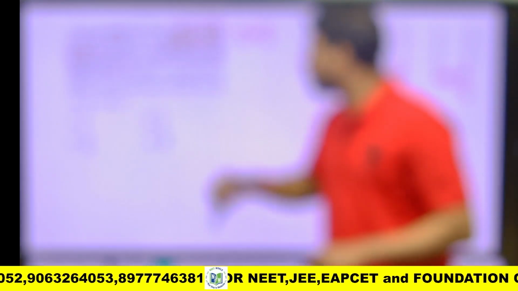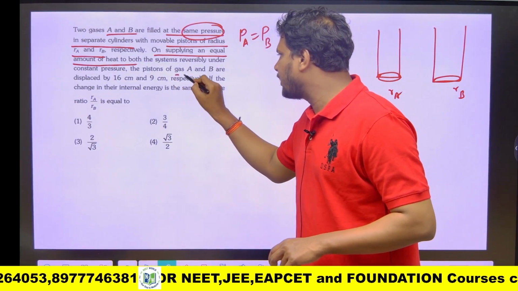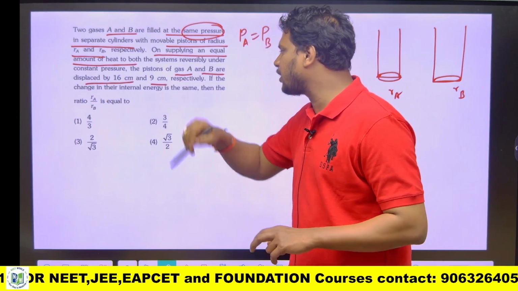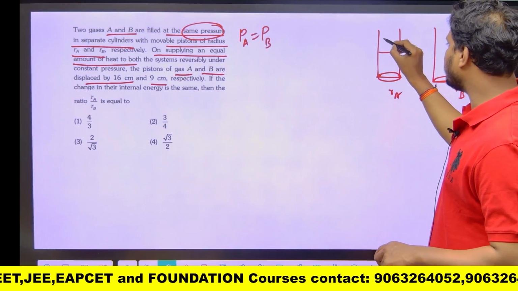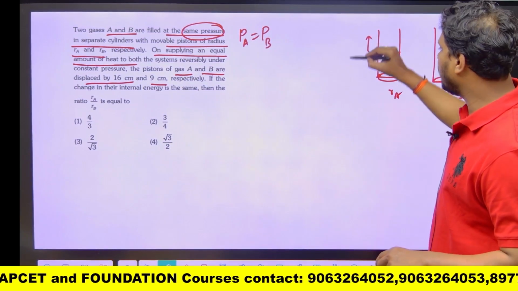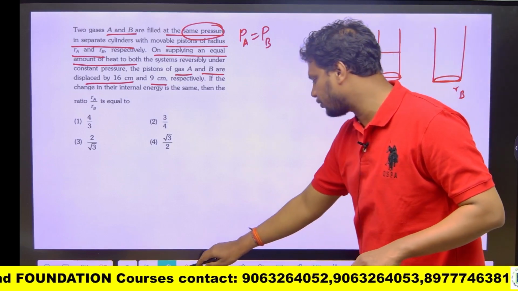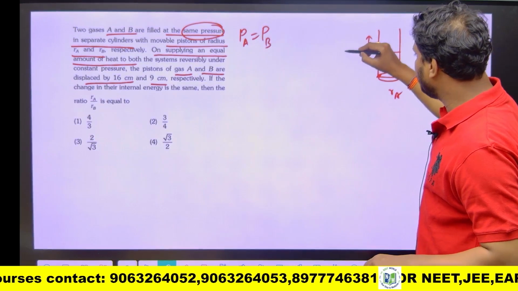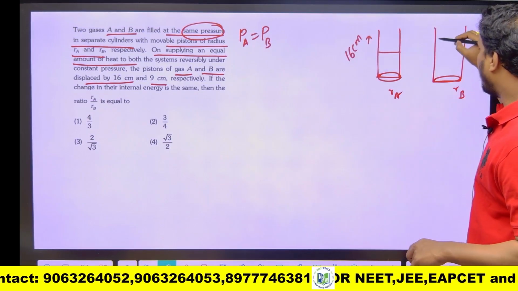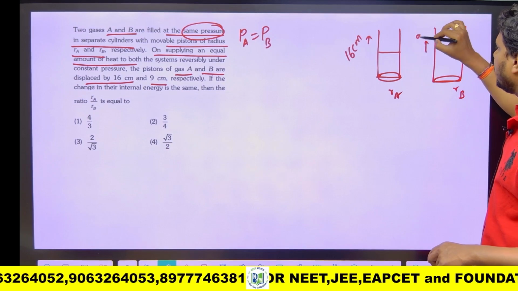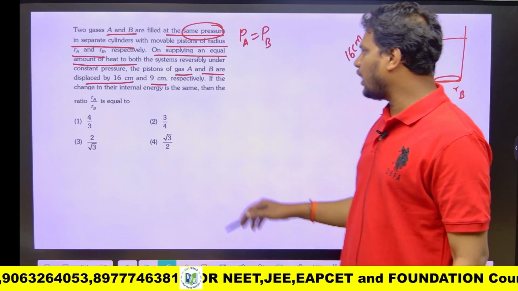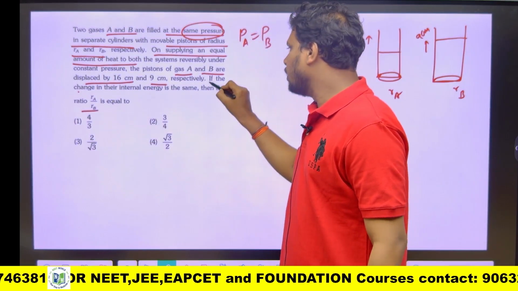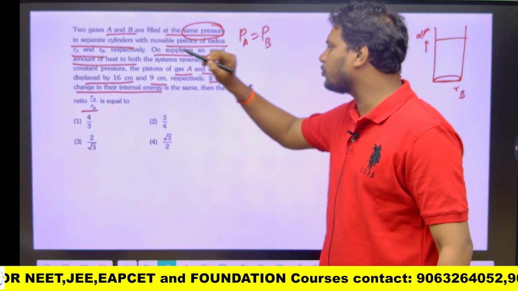Reversibly under constant pressure, the pistons of gas A and gas B are displaced by 6 cm and 9 cm. Now piston A is displaced by 16 cm, and gas B is displaced by 9 cm. Then they are asking the ratio of RA and RB if the change in internal energy is also the same.